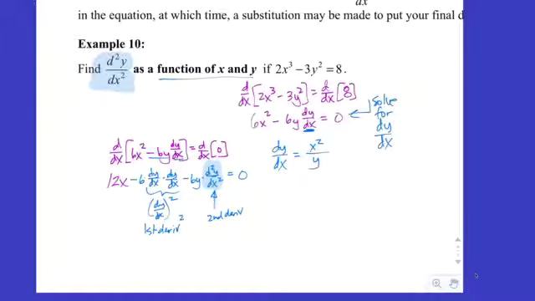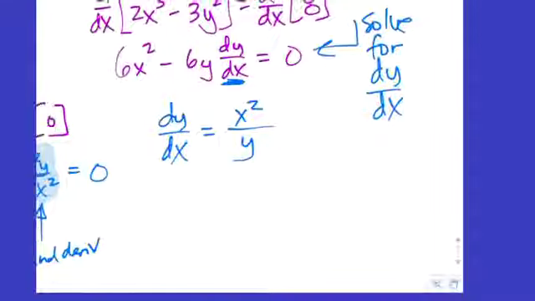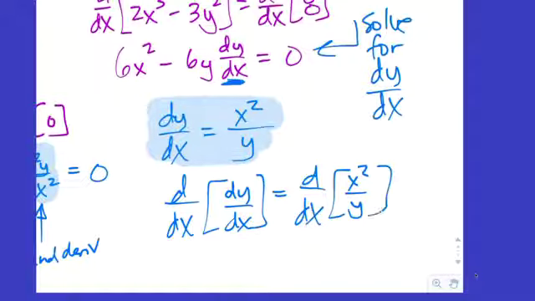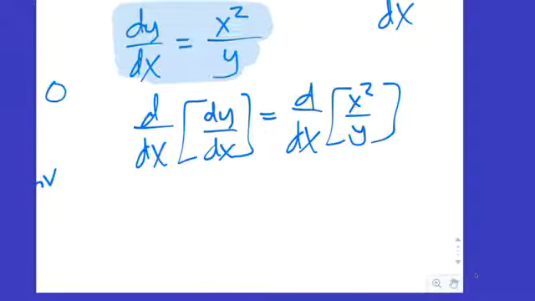the second derivative. Or, look what we could do. If we knew we were going to have to solve for it anyway, solve for dy/dx first, and now just take the derivative of both sides with respect to x. You get d/dx of dy/dx, and then you get d/dx of x squared over y. Well, the left side, the derivative of the first derivative, that's just the second derivative of y with respect to x. So notice it's already solved for the second derivative.